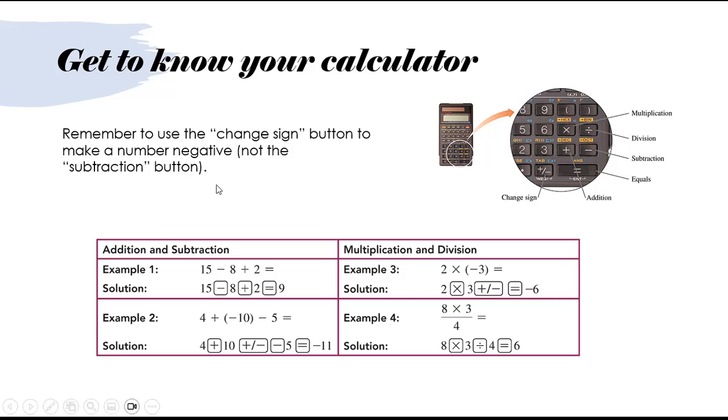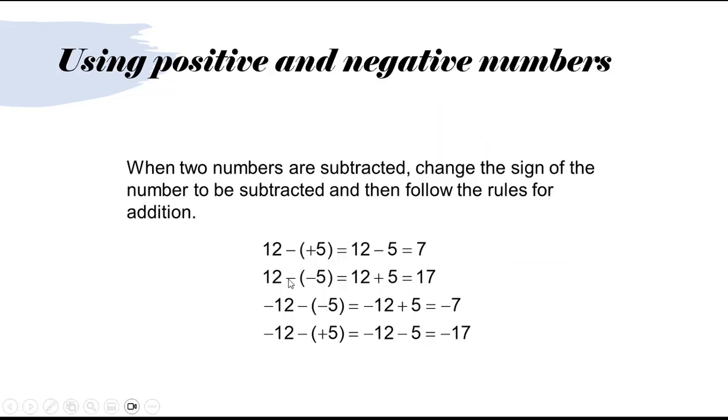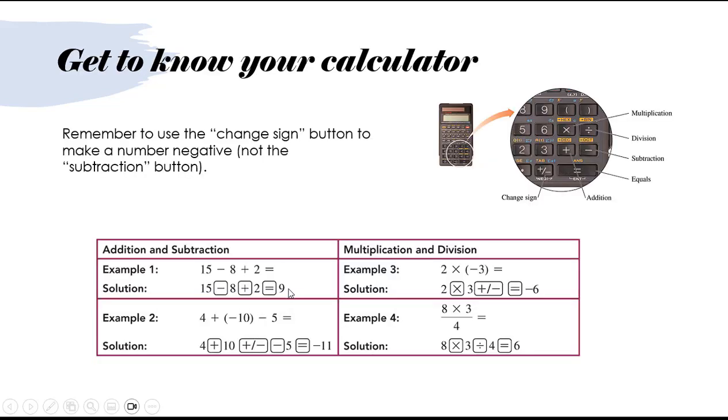Get to know your calculator. Remember to use the change sign button in order to make a number negative, not the subtraction button, right? If you use the subtraction button, your calculator does not know the order of operations. It does not know the rules here of 12 minus negative 5. If you just said 12 minus minus 5, you'd just probably get an error, right? So make sure you use the change sign to go from positive to negative, not the subtraction. It can also help to use your parentheses in order to help it understand order of operations.